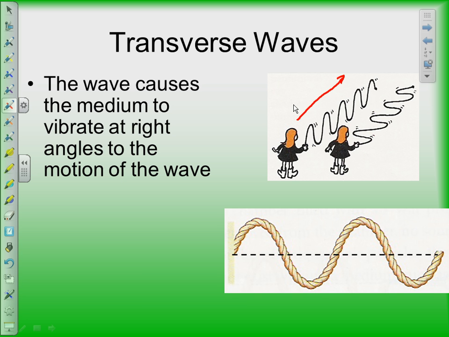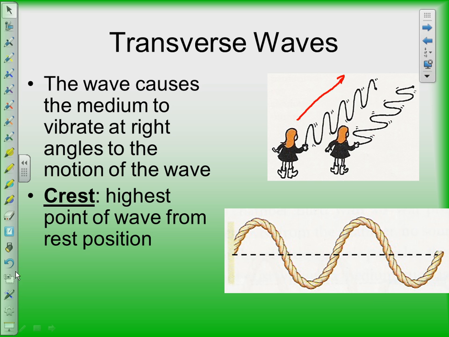As far as identifying parts of a transverse wave, this is going to be important to help us understand some things a little bit later on today. We named certain parts of this transverse wave. For example, the crest. The crest is the highest point of the wave from the rest position. So in this picture here, we have two crests.